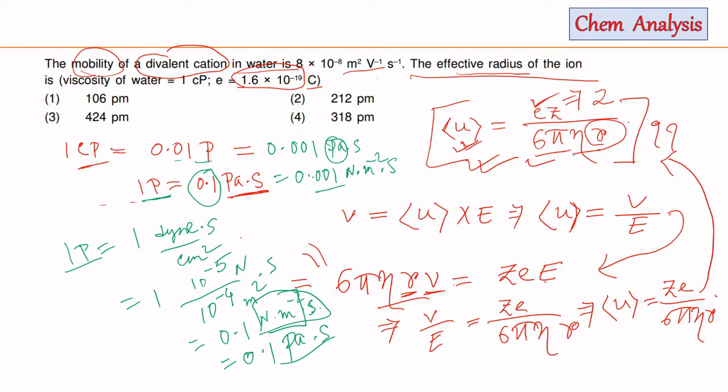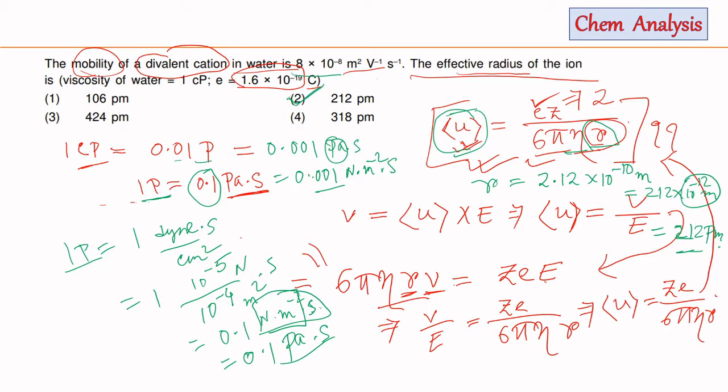And if we put this value here, and this ionic mobility is given, that is 8 into 10 to the minus 8, and if we put all the values, we can calculate from here the value of effective radius, that is r of the divalent cation, and it will come 2.12 into 10 to the power minus 10 meter, and we can convert it like this into 10 to the minus 12 meter, and 10 to the minus 12 meter means picometer, therefore it will be 212 picometer. So option number 2 will be the correct answer.